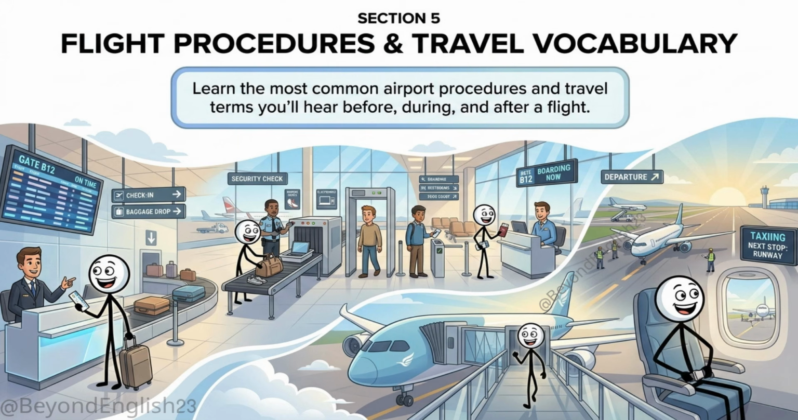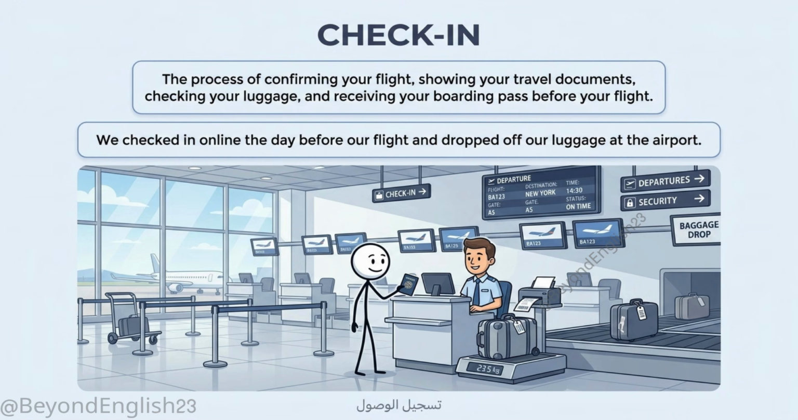Section 5. Flight procedures and travel vocabulary. 1. Check-in. Check-in is the process of confirming your flight before departure. During check-in, passengers receive their boarding passes, choose seats, and drop off checked baggage at the airport. Example: I completed my check-in online before arriving at the airport.